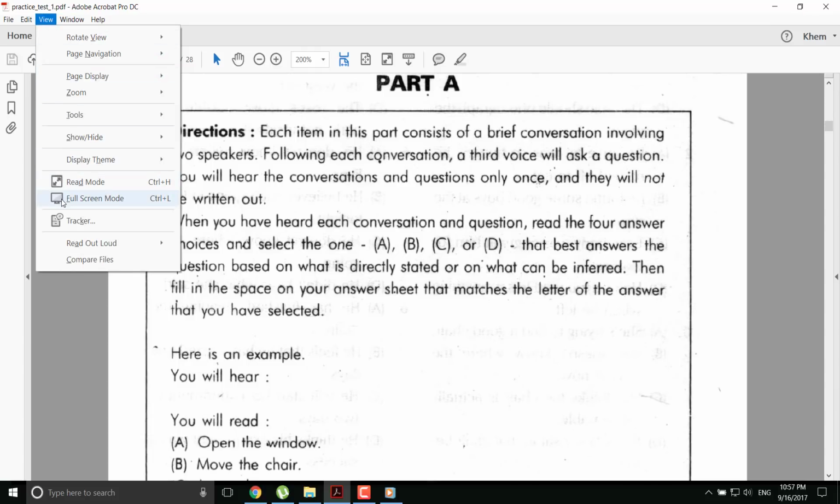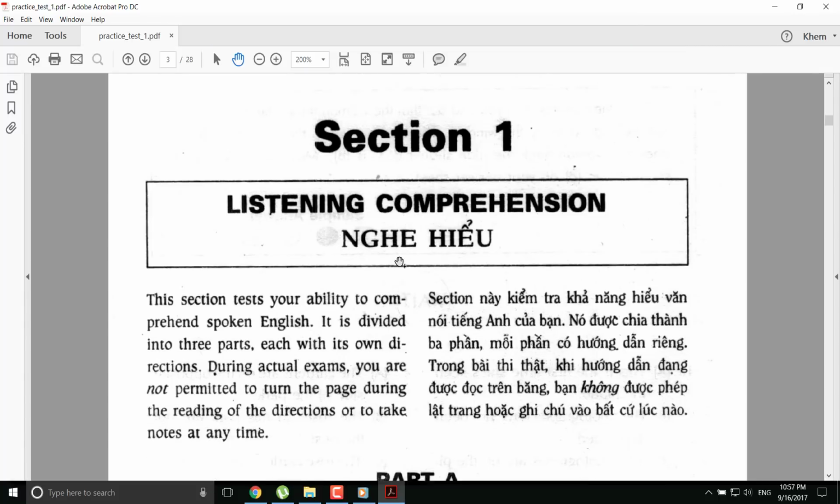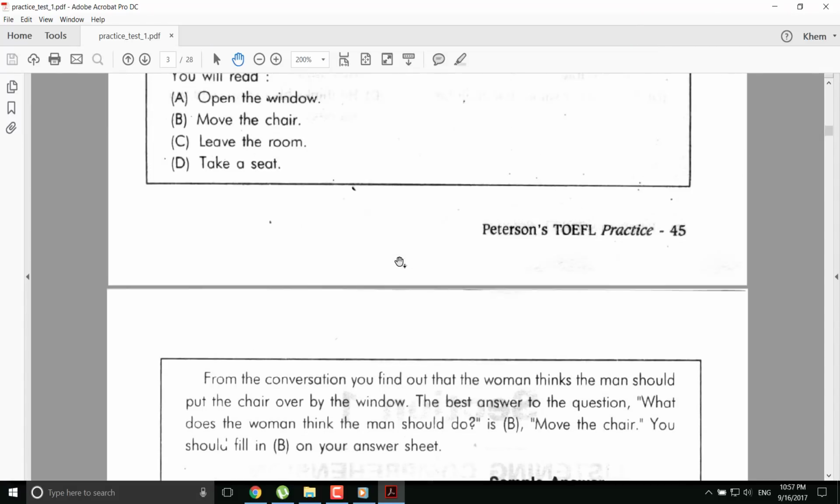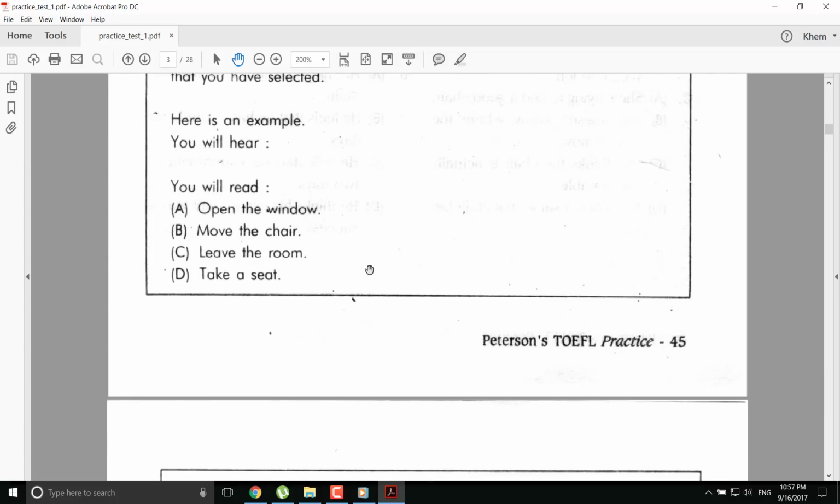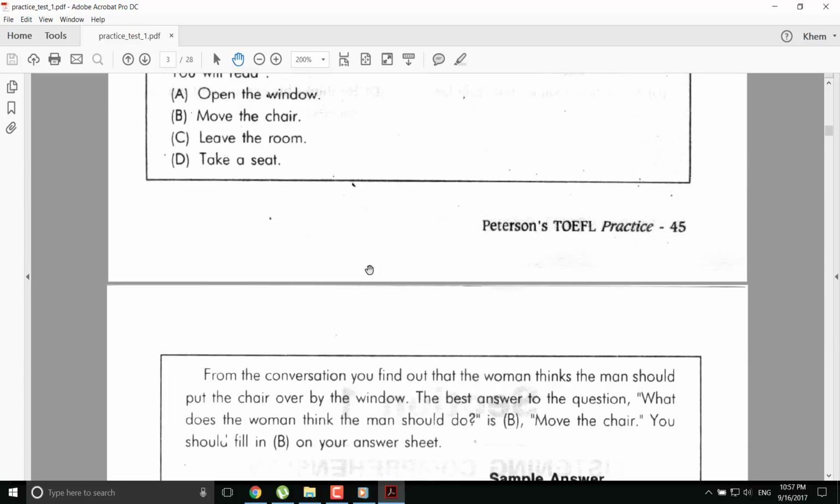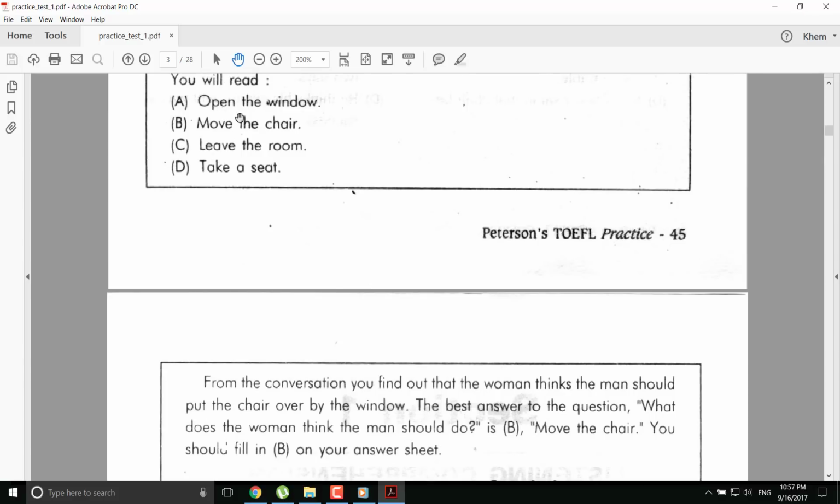Here is an example. You will hear, "Do you think I should leave this chair against the wall or put it somewhere else?" "Over by the window, I'd say." "What does the woman think the man should do?" You will read, A. Open the window. B. Move the chair. C. Leave the room. D. Take a seat.